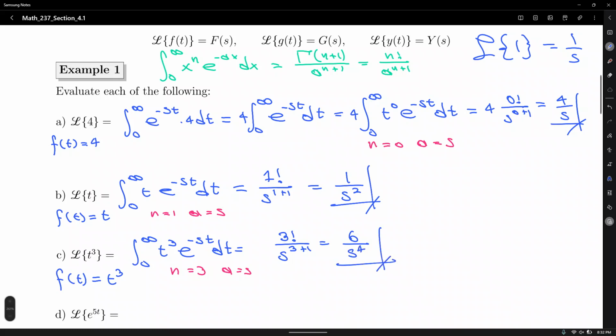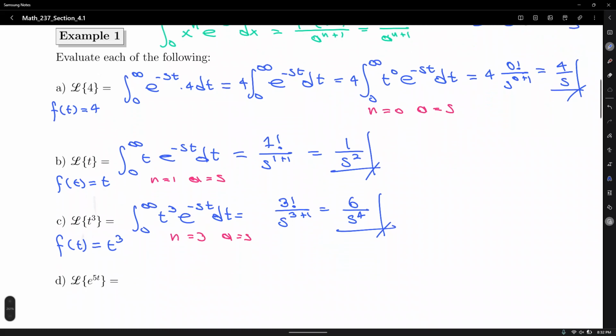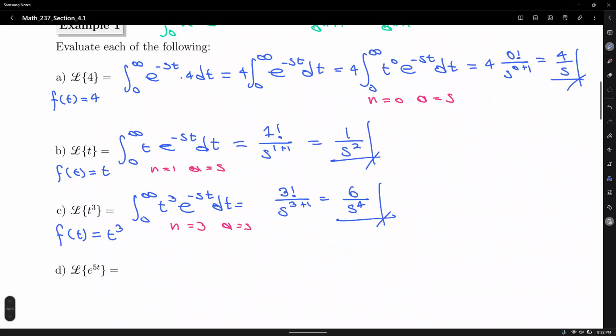And that is the Laplace transform using the integral. Rather than evaluating it using integration by parts, which would be madness, because look at this, it would require integration by parts 3 times, and that's kind of long.